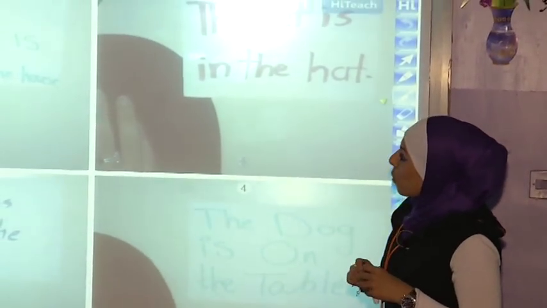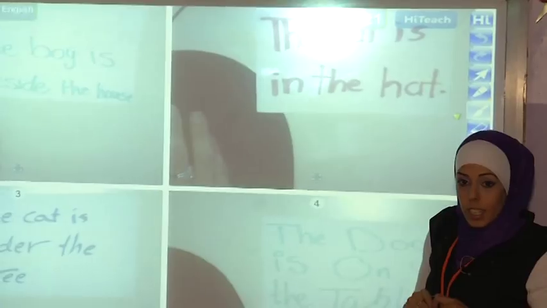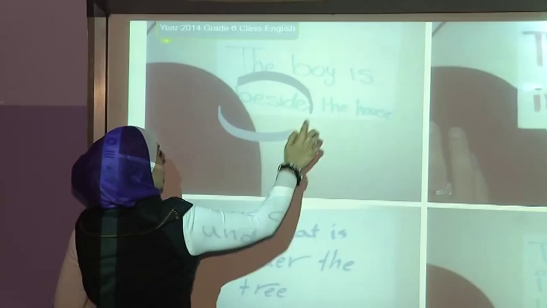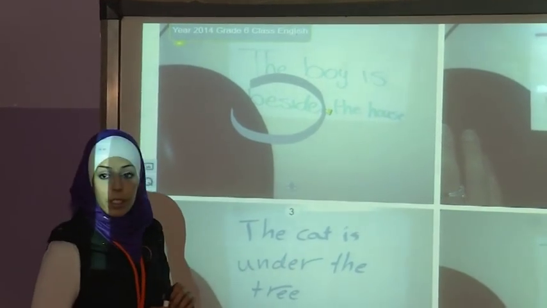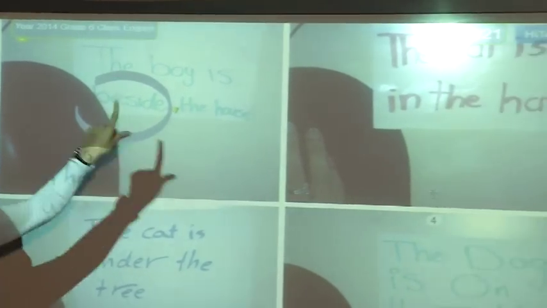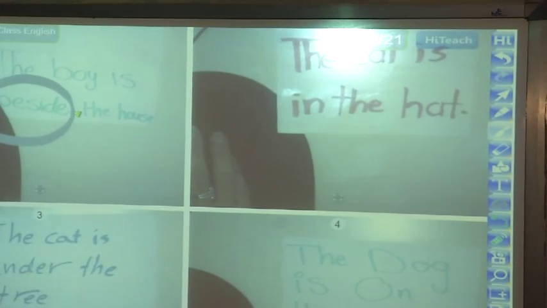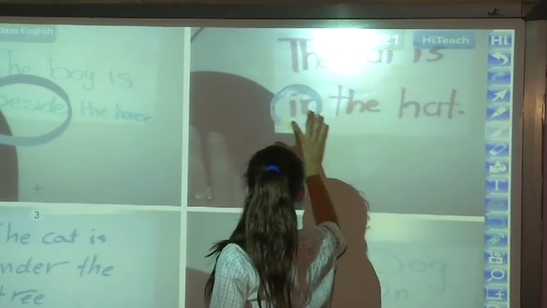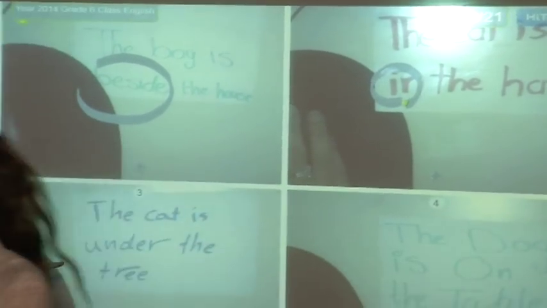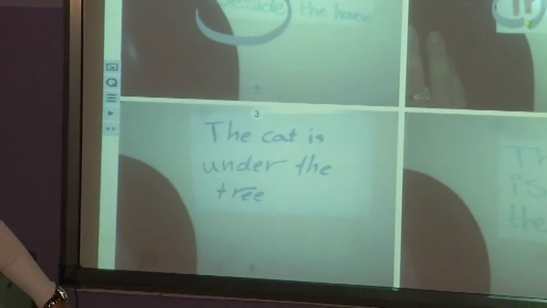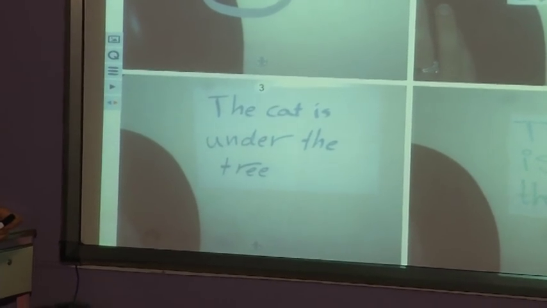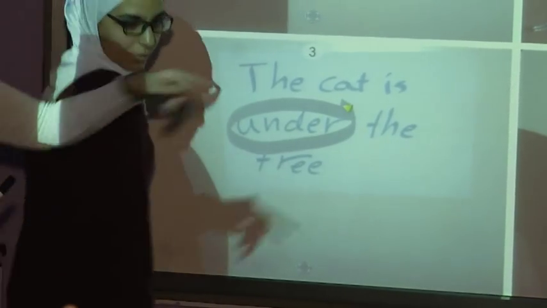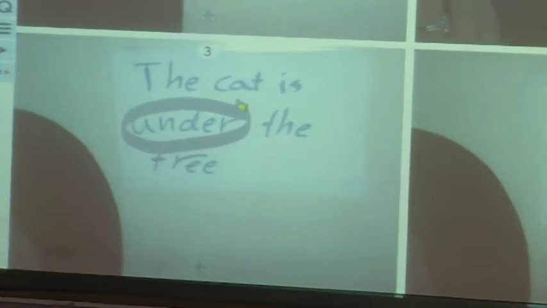Where is the preposition in the first one? Beside. Yes. In the second one, in. Would you like to circle it for me? Come circle it. Put a circle on the preposition. Okay, excellent. And number three, circle it for me. You want to do the fourth one? Excellent. And number four. On.